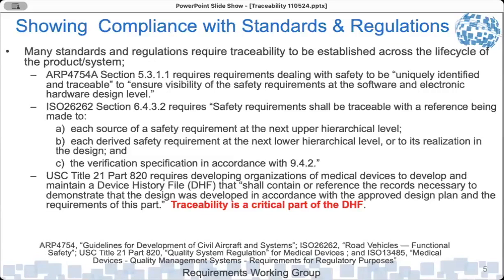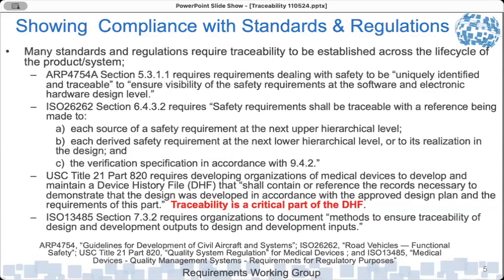And then more recently, it's being updated to include the provisions of ISO 13485. And Section 7.3.2 requires organizations to document methods to ensure traceability of the design and development outputs to design and development inputs. Failure to show traceability to these agencies can result in a product not being approved. So it's extremely important in that world.